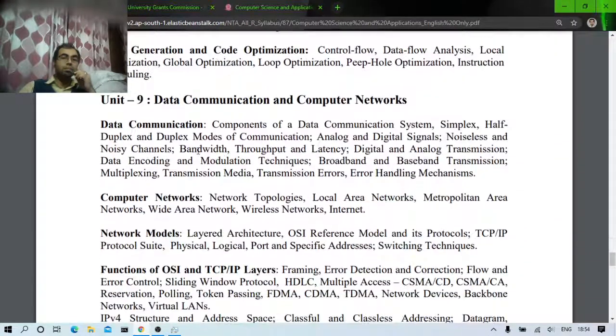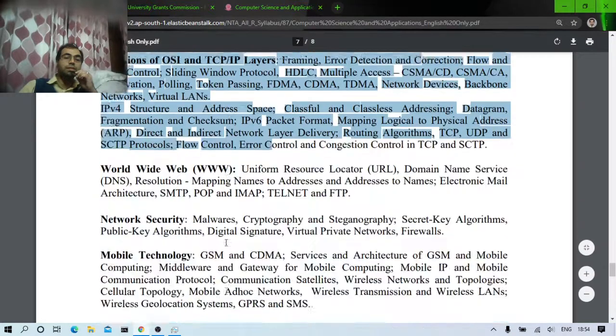Data communication and computer networks, a highly important subject. This will be there for 10% marks in the GATE exam and 10 to 12% marks in the UGC NET exam.